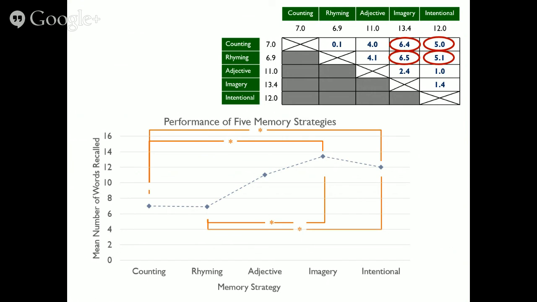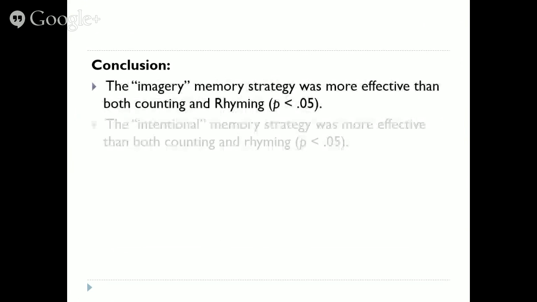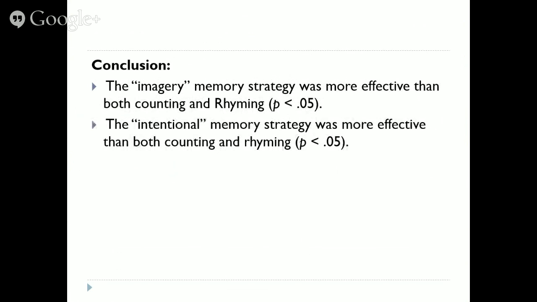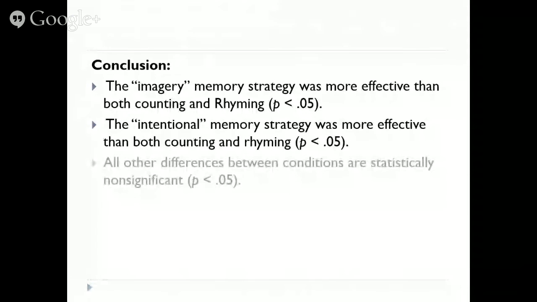Now I notice that adjective has a value that's sort of in between the high values of imagery and intentional and the low values of counting and rhyming. And it's not different enough from either one to be statistically significantly different. Maybe if we had a bigger sample size, it would be, but we wouldn't know unless we tried that. So our conclusion here might be something like this, in addition to our omnibus F conclusion.